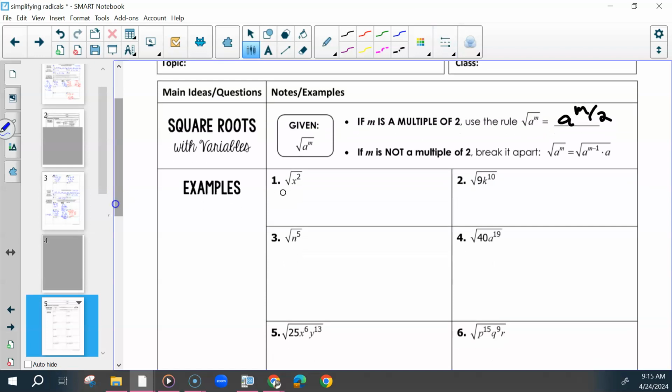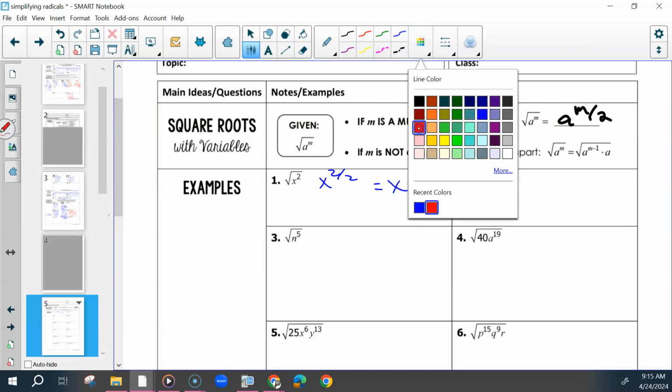So for example one, if I'm using the rule, this is a multiple of 2. So I could say this is the same thing as x to the 2 over 2, which would simplify to be what? 1. So that would just be x, and that would be your final answer.